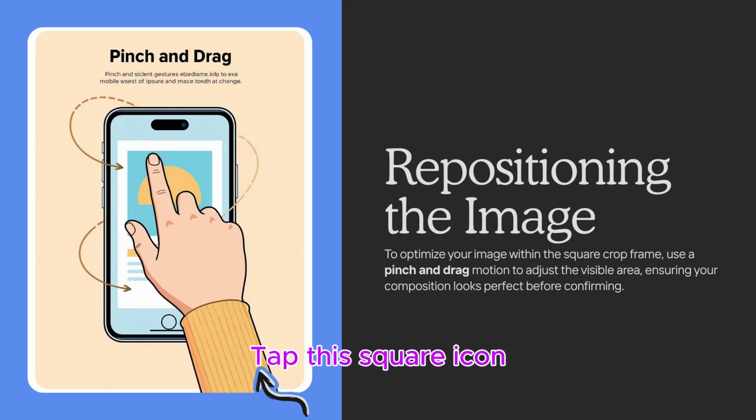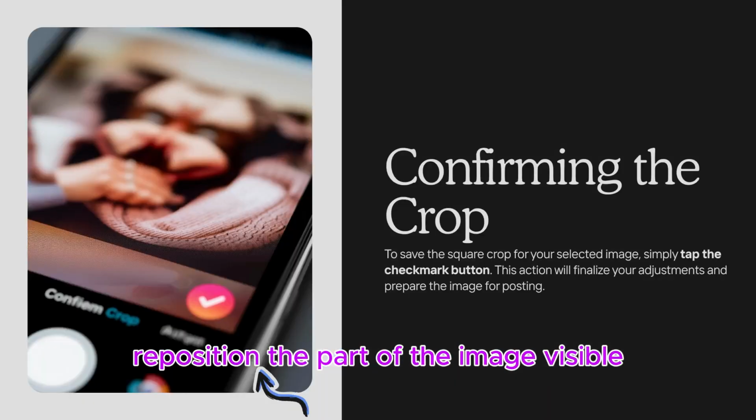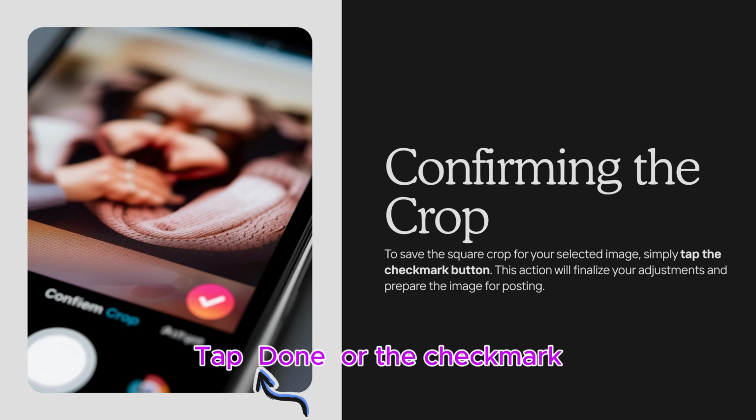Tap this square icon. The image will now be cropped to a perfect square. You may need to pinch and drag to reposition the part of the image visible in the square frame. Tap Done or the check mark.